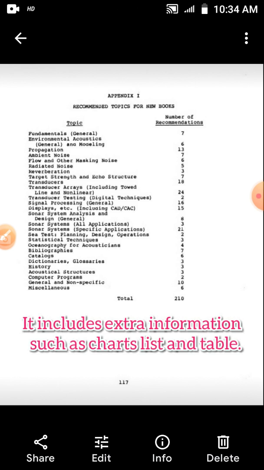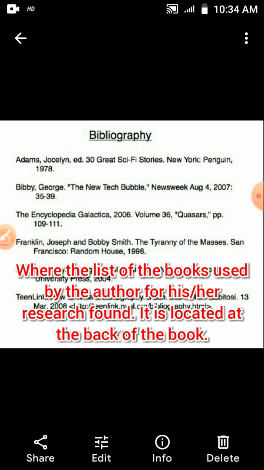Okay, so that page is called appendix. So the next is bibliography. A bibliography is a list of the books used by the author for his or her research. It is located at the back of the book.